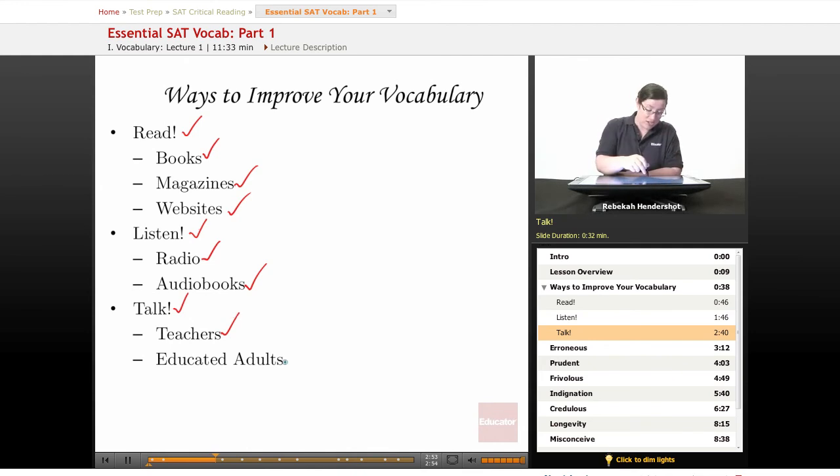Talk to educated adults. Talk to anybody that you know who has a more advanced vocabulary than you have, or who's made a study of some particular area. Soak up that vocabulary. If they use a word you don't know, ask what it means. Most of the time, they'll be happy to tell you. Great ways to build up your vocabulary, almost without effort.